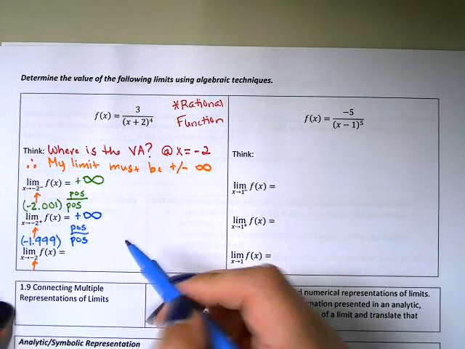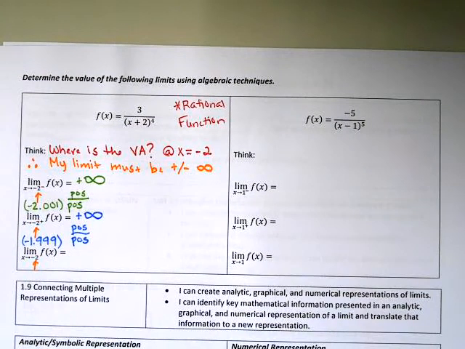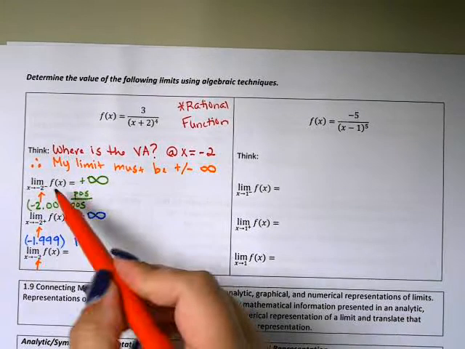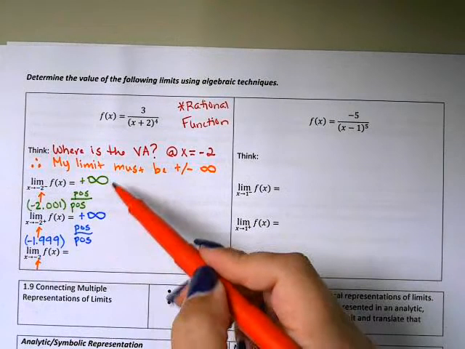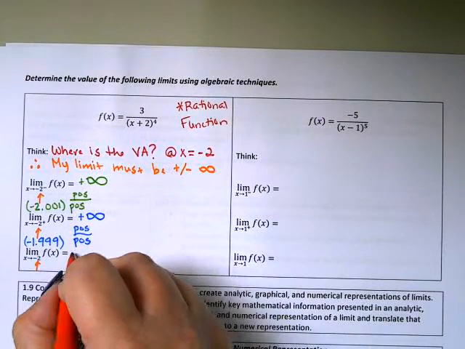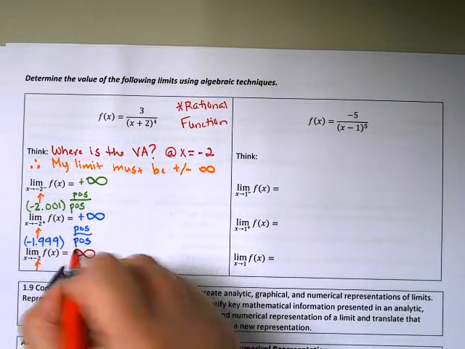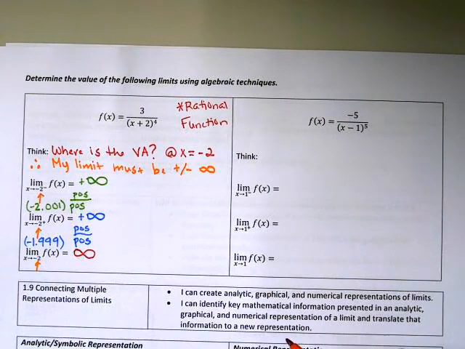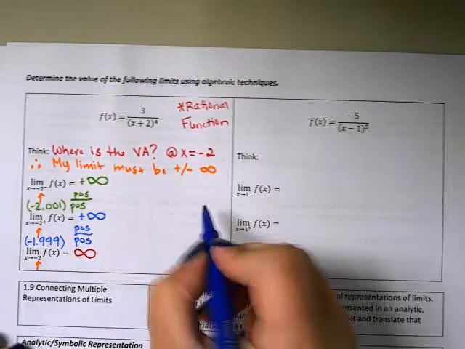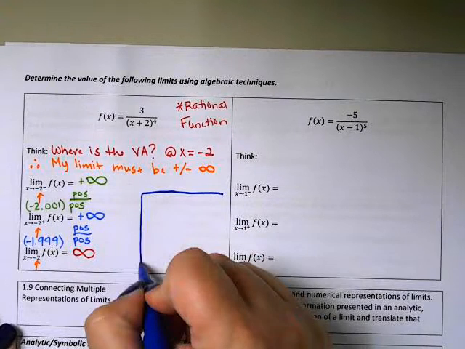Okay, then if I look at overall, what is my limit as x approaches -2? I need it to be the same on the left side and the right side. So since these were both positive infinity, my overall limit is also positive infinity. All right, I just want to make sure that you guys are all clear on this really fast though.